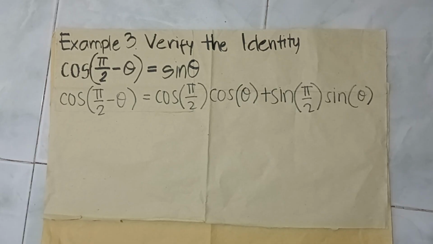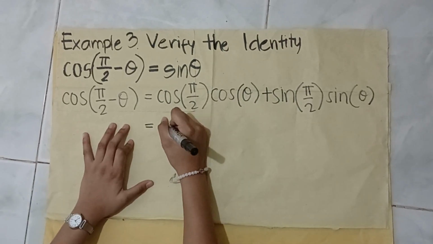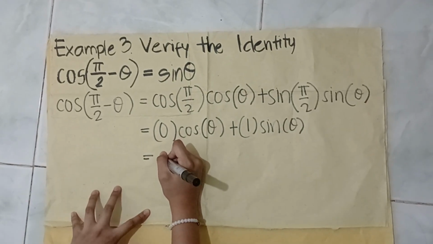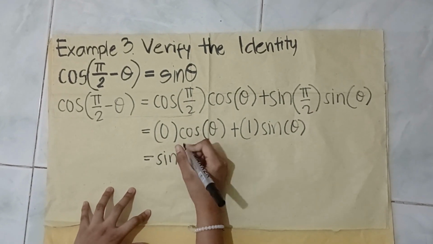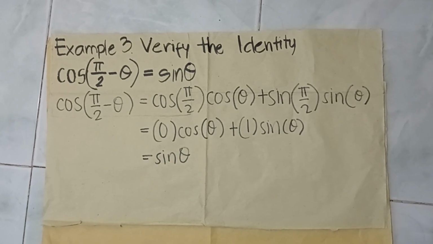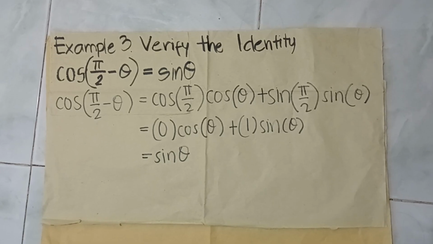And then substitute the exact value. So, therefore, cosine of pi over 2 minus theta is equal to sine theta. Example number 4. Verifying an identity.